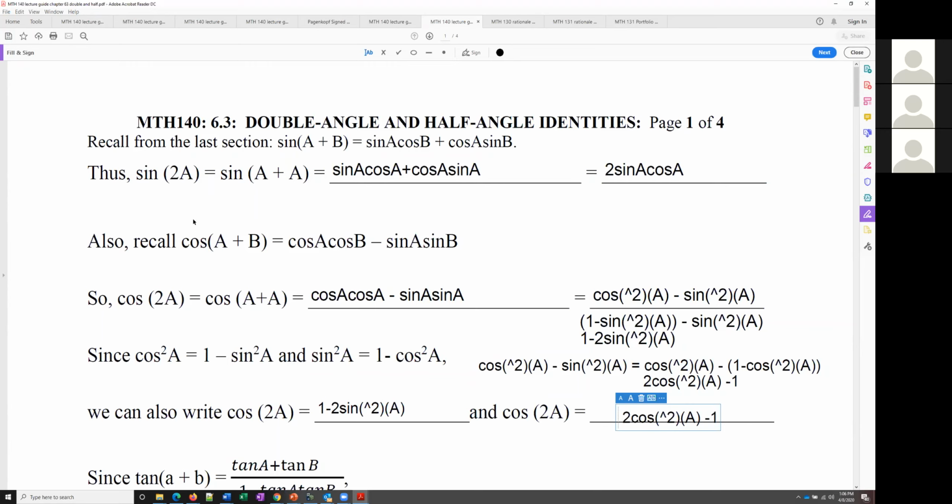Okay, so we've got 4 different formulas. We have one formula for the sine of 2A, and then we have 3 different formulas for the cosine of 2A. We've got cosine squared A minus sine squared A. We've got 1 minus 2 sine squared of A, or we have 2 cosine squared of A minus 1.